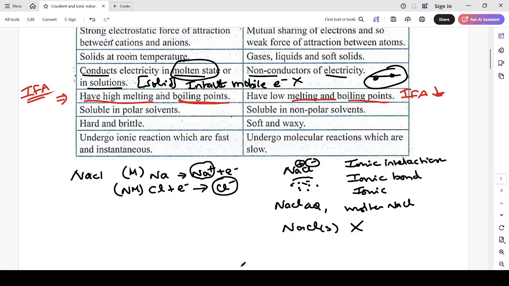Ma'am, if these covalent bonds are weak, how are they stable, ma'am? We are saying they are weak, but we are not saying they are unstable. There is a difference, isn't it?